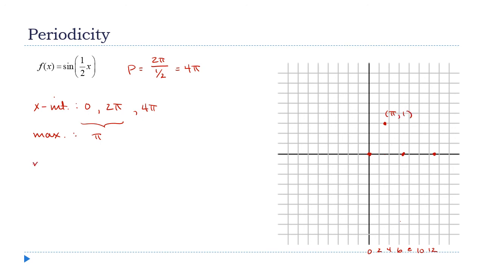And my minimum is going to be between the other two. Between 2 pi and 4 pi, the midpoint there is 3 pi. So I'm going to go 3 pi. That's 9.4, so that's going to be halfway between these two. So it's going to be down here. And we'll call this 3 pi, comma -1. And there's my graph. Up and down, up and down.